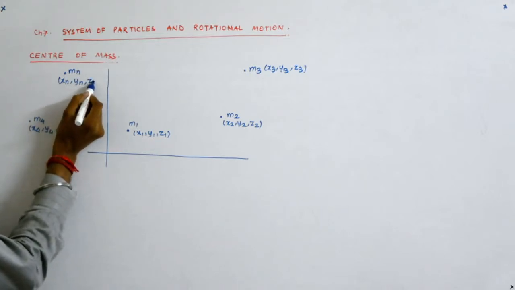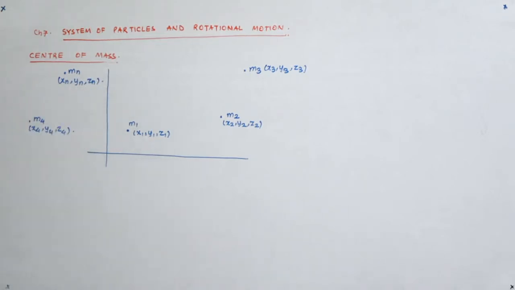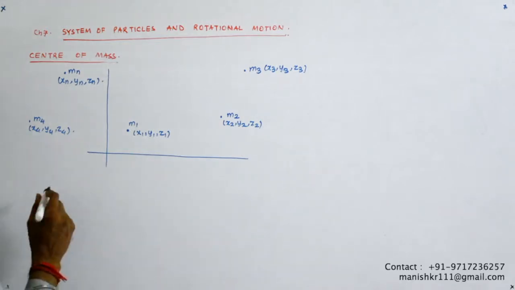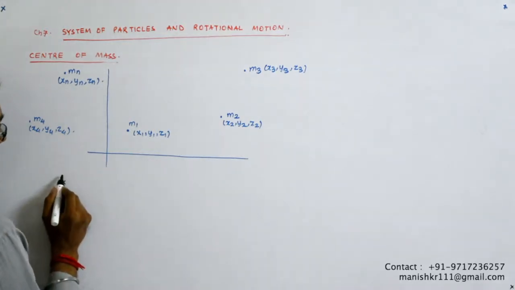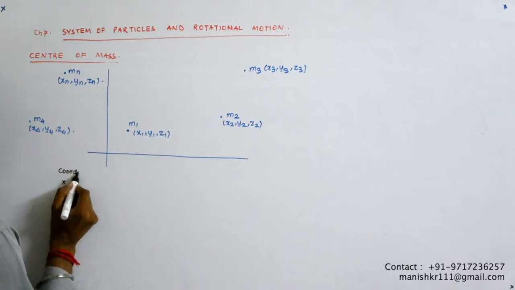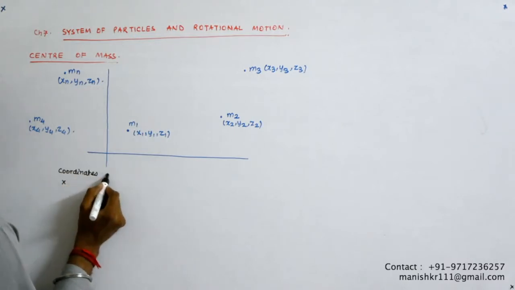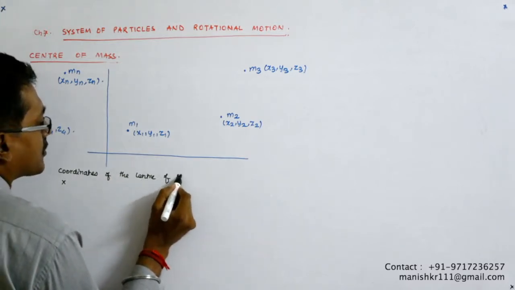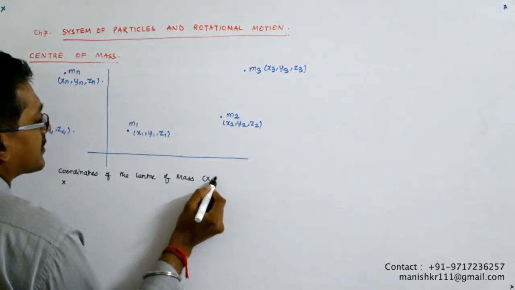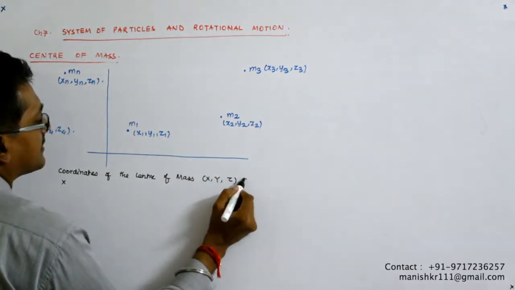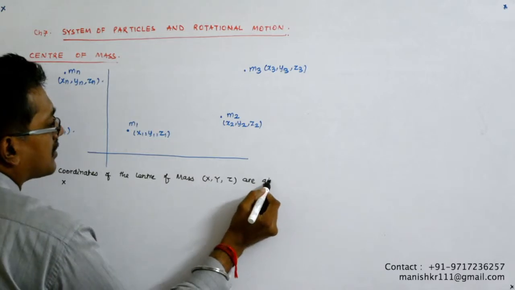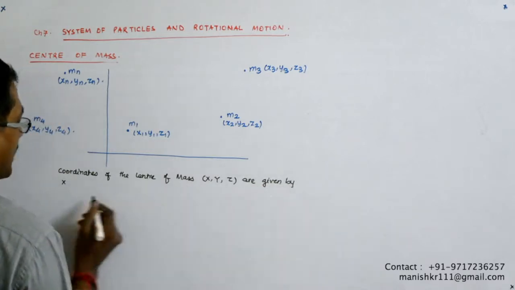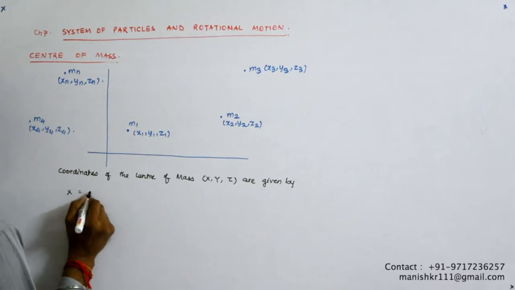yn, zn. And then obviously it can be also in this and this quadrant, the third and the fourth, no restrictions on that, though I have not shown it. And then I say that the coordinates of the center of mass x, y, z are given by x as what?